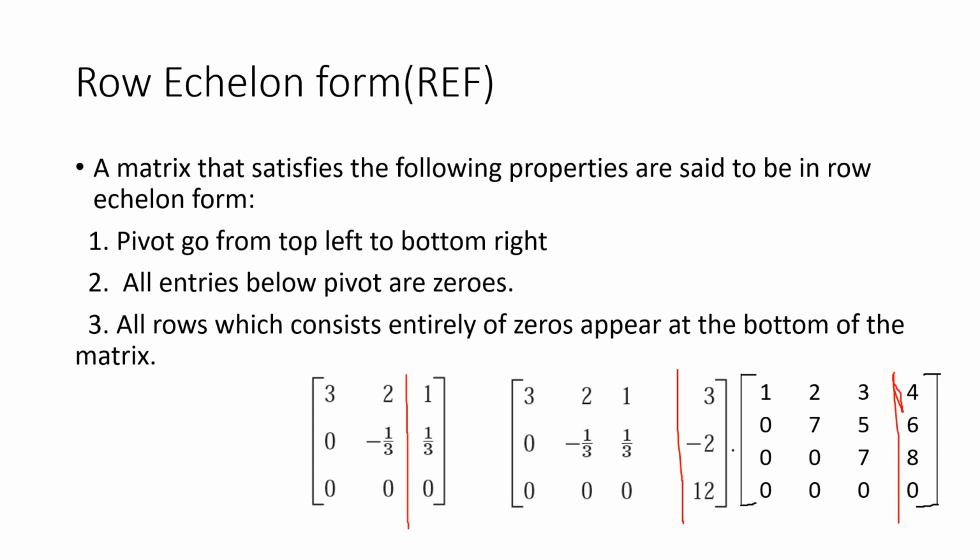Row echelon form, or REF: a matrix that satisfies three different properties given here is said to be in row echelon form. The three properties are: pivots should go from top left to bottom right; all entries below a pivot are zeros; and all rows which consist entirely of zeros appear at the bottom of the matrix.